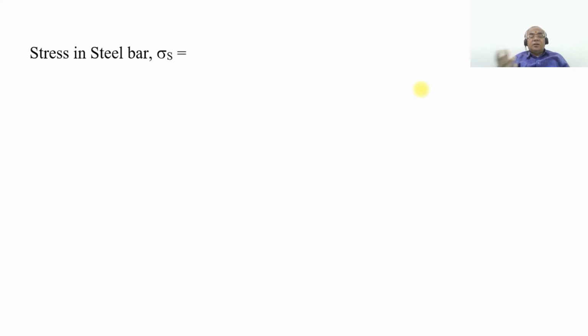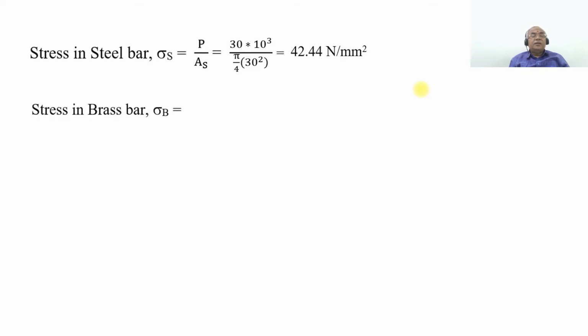What is the stress in the steel bar? Sigma S will be equal to P by AS. P is 30 into 10 to the power of 3 divided by pi by 4 into 30 square. So that is 42.44 Newton per mm square. What is the stress in the brass bar? The stress in the brass bar, sigma B, will be equal to P by AB, which is again 30 into 10 to the power of 3 divided by pi by 4 into the diameter of the brass bar 20 square. So you are going to get 95.5 Newton per mm square.